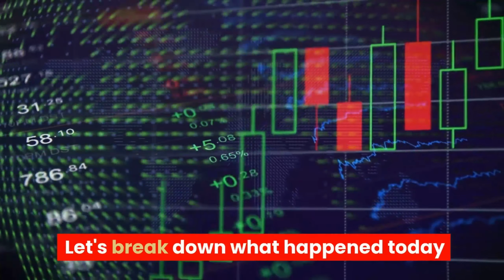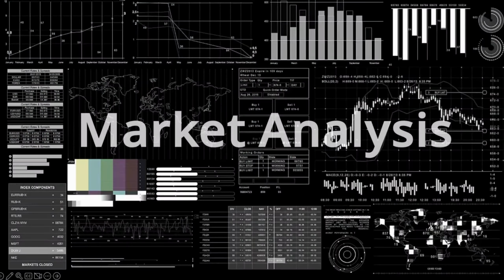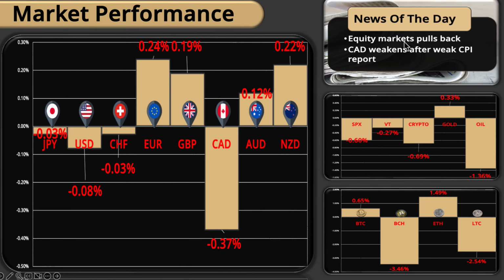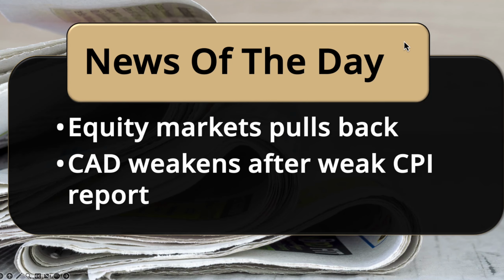Let's break down what happened today. So looking at our market analysis again, let's jump right into the headline. Today the market did pull back. The equity markets were weaker overall. Remember, the equity market has been on a big run since November, so we're getting some minor pullbacks here and there. We'll see what happens, but so far markets overall remain really bullish.